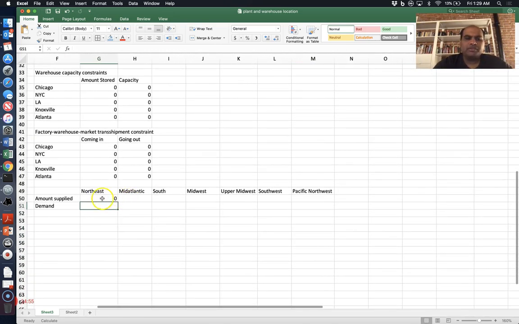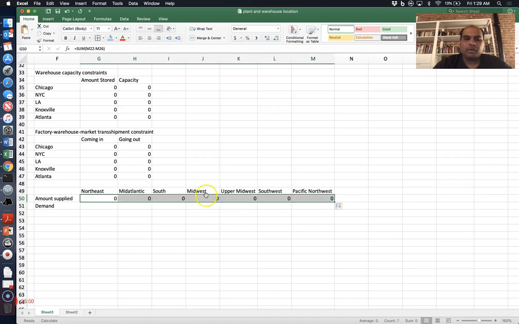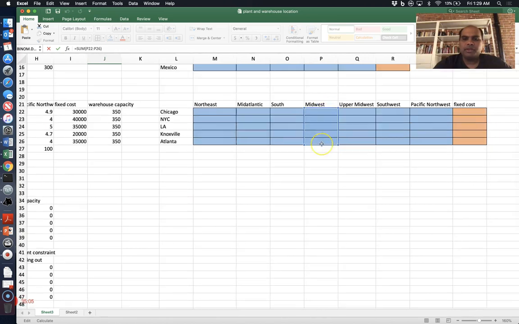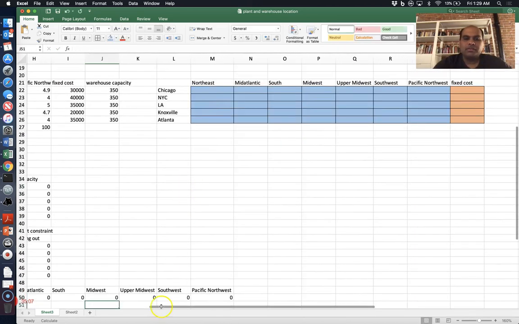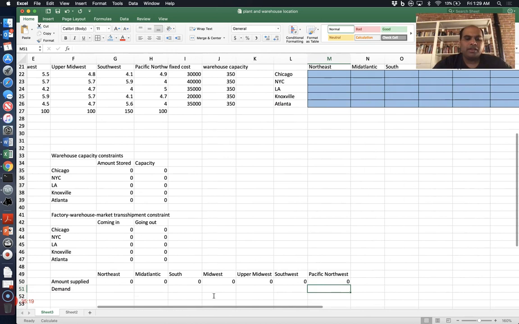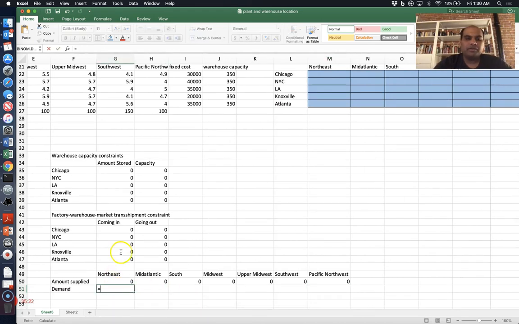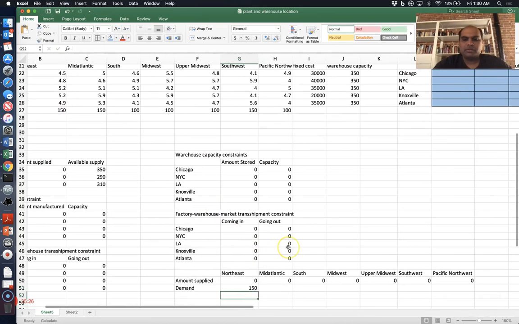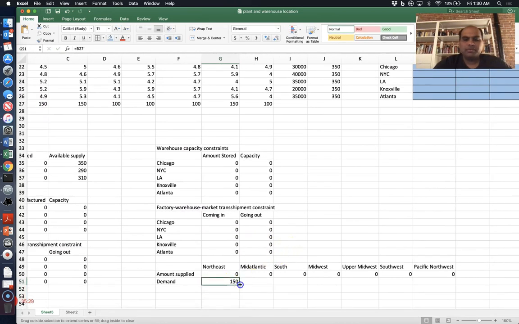These are again demand constraints, just like any demand constraint. Because I wrote them the right way, I can just copy them out. Is everything coming into Midwest? If I wrote everything correctly, everything coming into the Midwest, then everything coming into Upper Midwest, everything coming into Southwest, and everything coming into Pacific Northwest. And each of these should be equal to the corresponding demand values. The corresponding demand values are here: Northeast, Mid-Atlantic, South, Midwest. So again, I can just copy these numbers out.